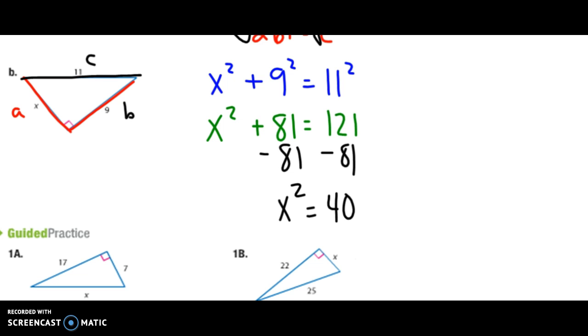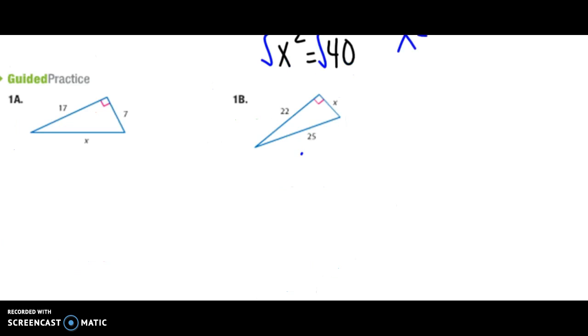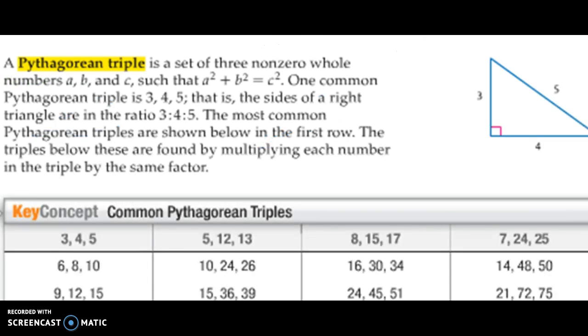Now again, we don't want to know what X squared is, rather we'd like to know what X is. So X is going to be the value 6.3. And you'll see again, it's one of the legs, so it's less than 11. Here are two guided practice problems. Feel free to try those now.